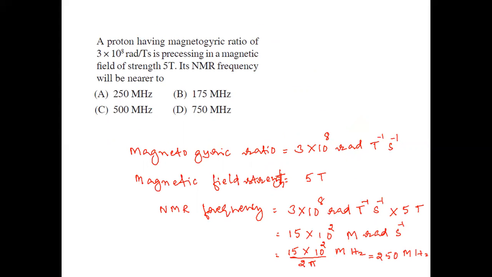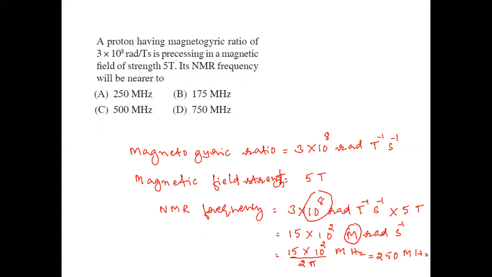The next problem is with respect to finding the NMR frequency. A proton having a magnetogyric ratio 3 into 10 to the power 8 radians per Tesla per second is precessing in a magnetic field of strength 5 Tesla. Its NMR frequency will be nearer to what? The magnetic field strength is 5 Tesla. For the NMR frequency, we just multiply these two terms. Then 5 into 3 is 15 into 10 to the power 8.